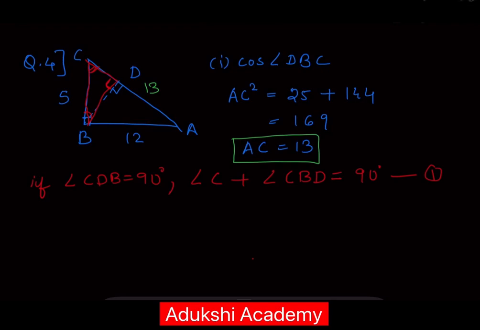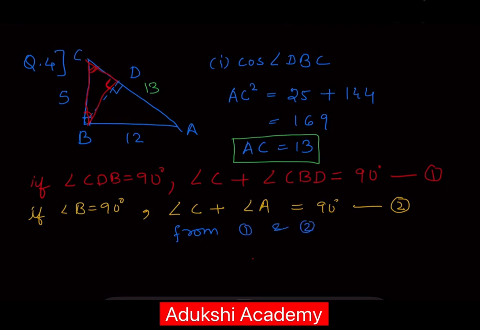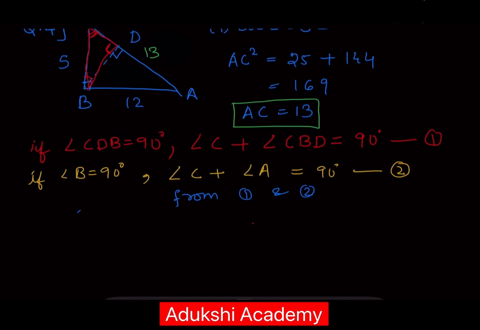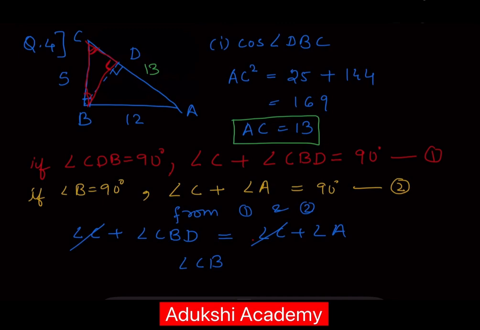In triangle ABC also, if angle B is equal to 90 degree, you can write that angle C plus angle A is also equal to 90 degree by angle sum property. So therefore from 1 and 2 you can say that angle C plus angle CBD is equal to angle C plus angle A. Now angle C and angle C get cancelled, so angle CBD is equal to angle A.